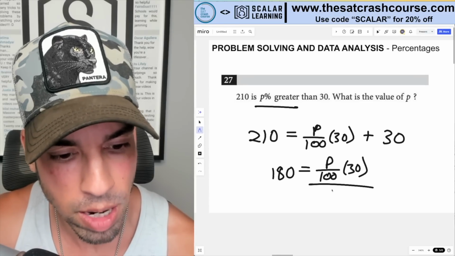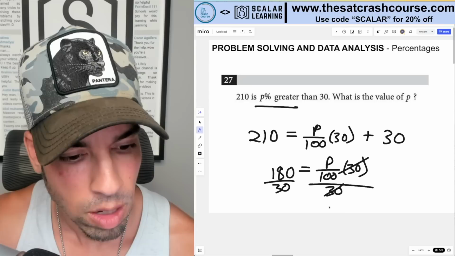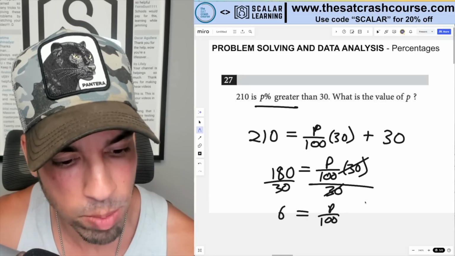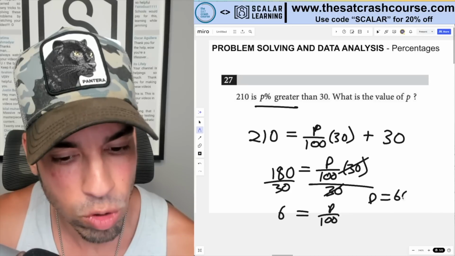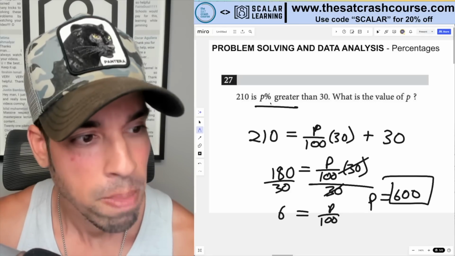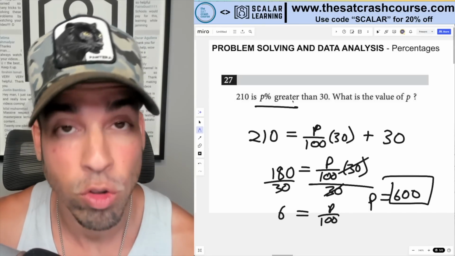Divide both sides by 30 to get rid of this. And we got p over 100 is equal to 6. Last but not least, multiply both sides by 100. And p is equal to 600. So 600 is the percent. And that makes sense because 210 is 600% greater than 30.